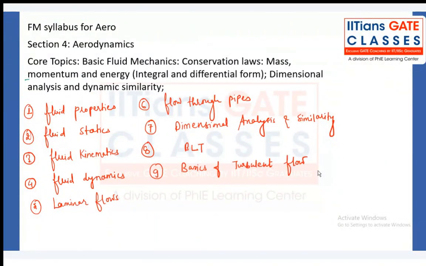So the FM syllabus for aerospace is there in section 4. In section 4, we have the broad classification like aerodynamics, right? If you see here, we have the broad classifications: section 1, section 2, section 3, section 4. Section 4 is basically aerodynamics. Under aerodynamics, we have 3 to 4 topics. One of the topics is basics of fluid mechanics.